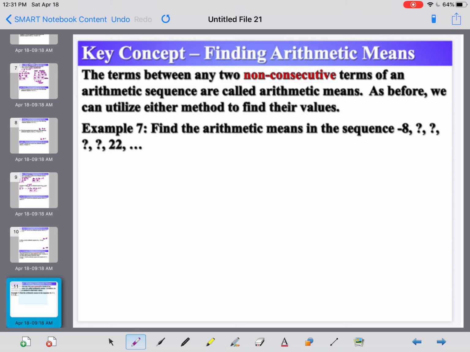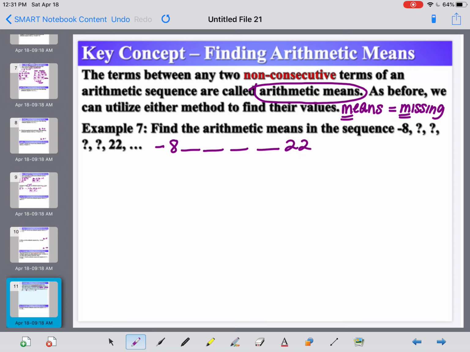The last type of problem is the one where we have to solve when you're given non-consecutive terms. When they're missing, they're called arithmetic means. So means are missing, using alliteration here. Okay, so find the arithmetic means in the sequence negative 8, question mark, question mark, question mark, question mark, 22. So each of those represents a missing term, which tells me there's 4 terms in between them.